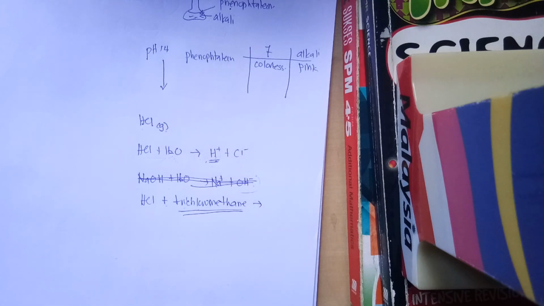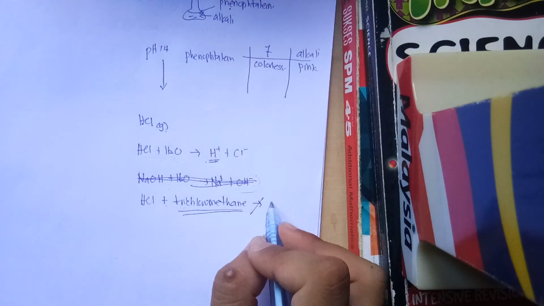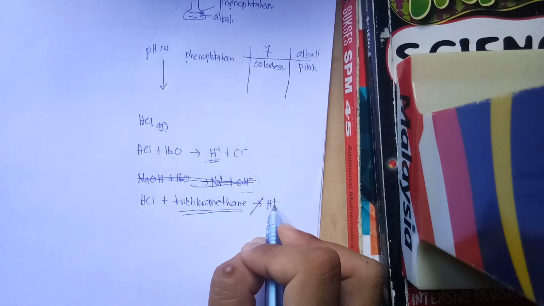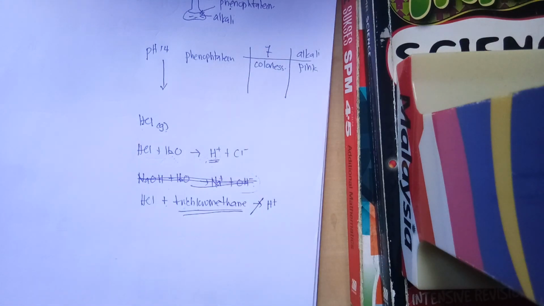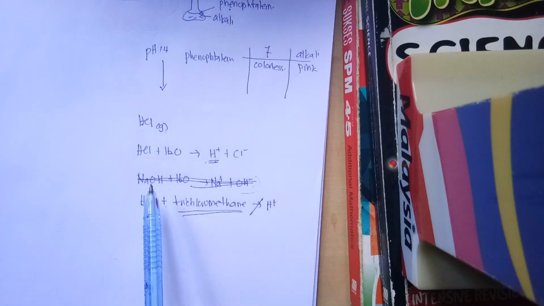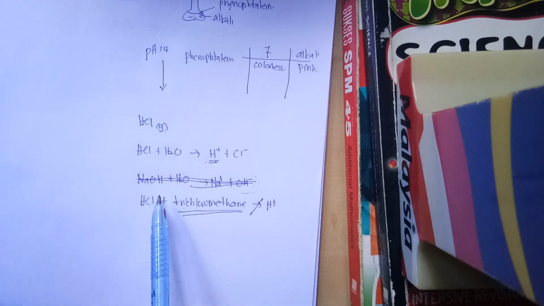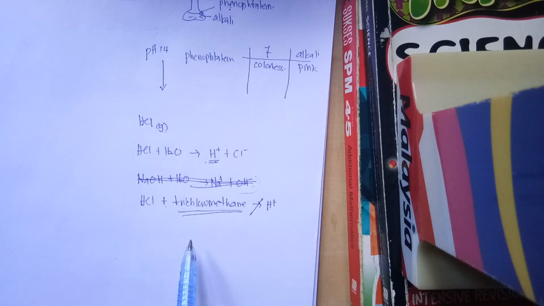Since it cannot ionize, it will not produce H+ ions. Without H+ ions, HCl will not show any properties. So it will not show any properties of acid. That's why water is important. If you want to have reactions for acid and alkali, you must use water. If you use anything other than water, the reaction cannot happen because both acid and alkali cannot ionize in organic solvent. You need to understand the role of water and organic solvent.